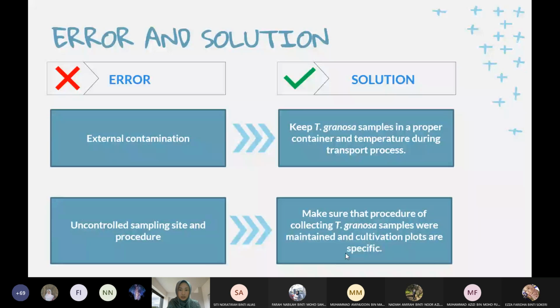The second error is uncontrolled sampling site and procedure. Therefore, as a solution, the sampling protocol is maintained to minimize bias, such as using the same dredging device and mode, velocity of boat, and hauling time. Cultivation plots are also made sure to be specific, since it is more difficult to locate an area at the coast compared to an area at the paddy field.